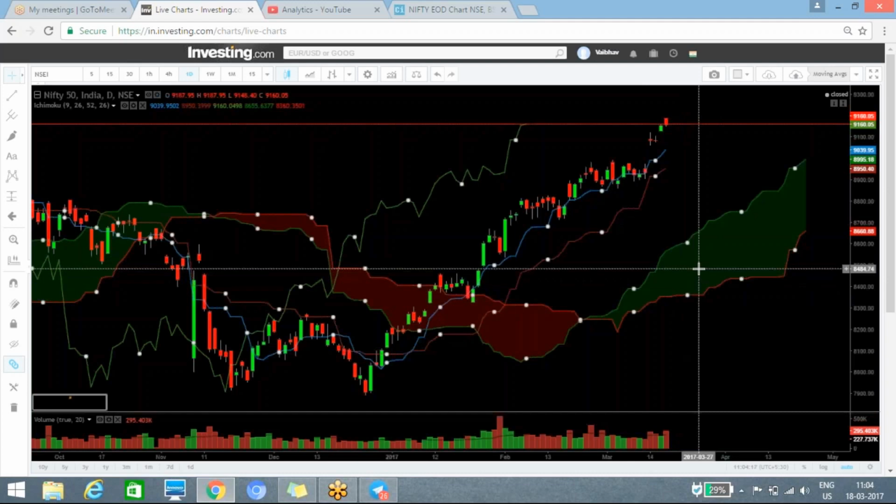If we talk about the leading span A, this Senkou span A is basically the conversion line plus the baseline. Means the Tenkan-sen line plus the Kijun-sen line divided by 2 is just the average of both the lines which we have discussed. Or here on investing.com, the conversion line plus the baseline divided by 2. This is nothing but just the midpoint of the conversion line and the baseline.